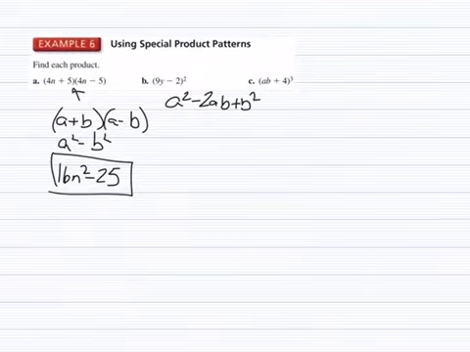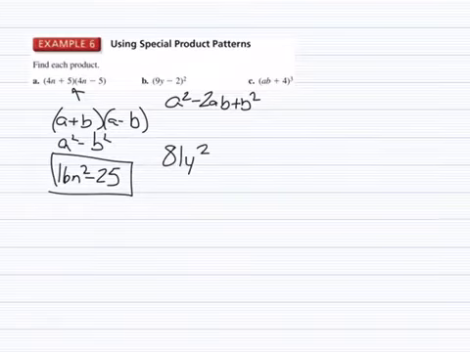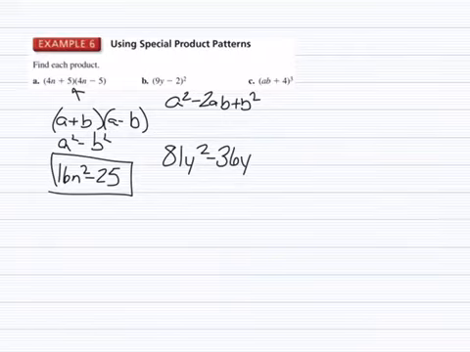So if I use this pattern, 9y squared is going to give me 81y squared. And then 2 times 9y is 18y times another 2 that's in the formula. 18 times 2 is going to give me negative 36y. And then b squared is going to be plus 4.